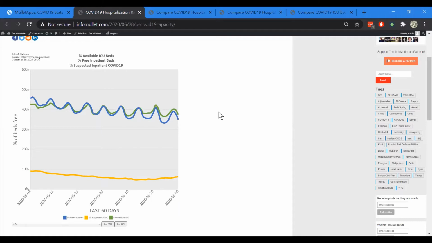capacity. So you think about, yes, we have this growing outbreak. We got 45, 50,000 cases a day, but we're only seeing 300 deaths. Why is that? It's because there's still capacity in the hospital system for treating those cases. And this is the US overall.